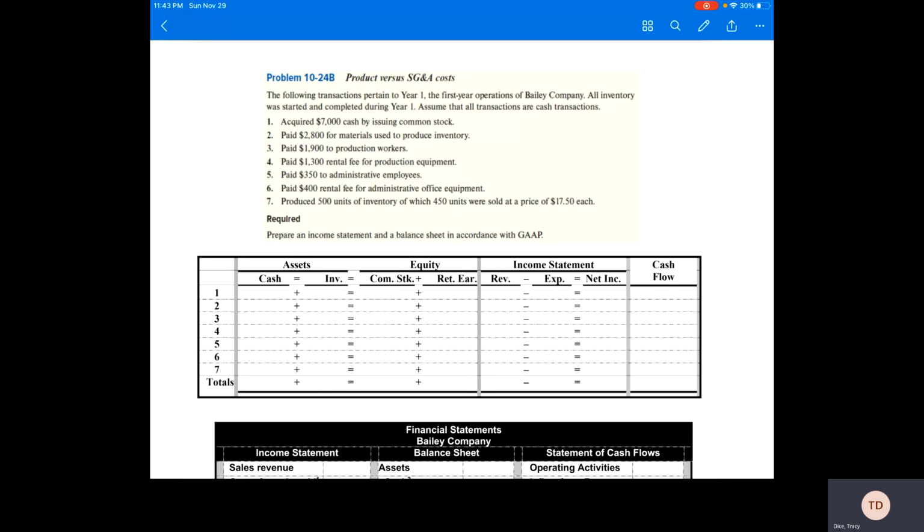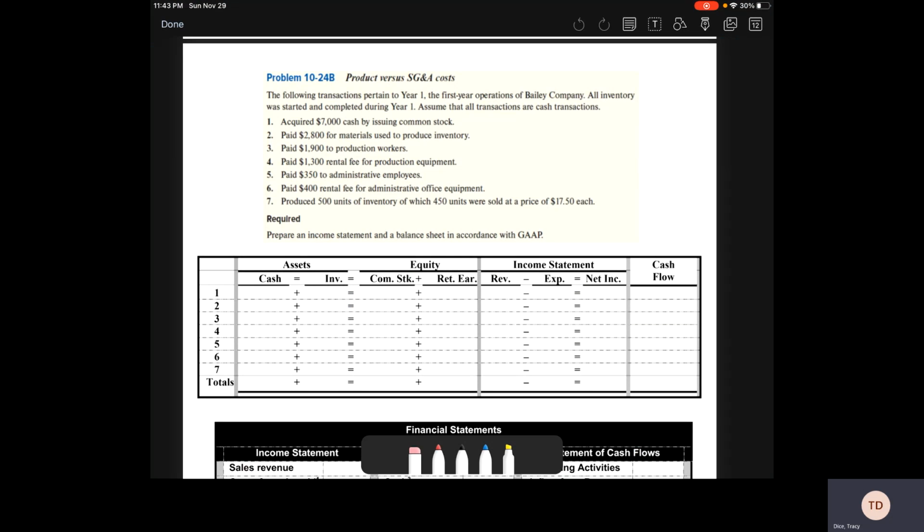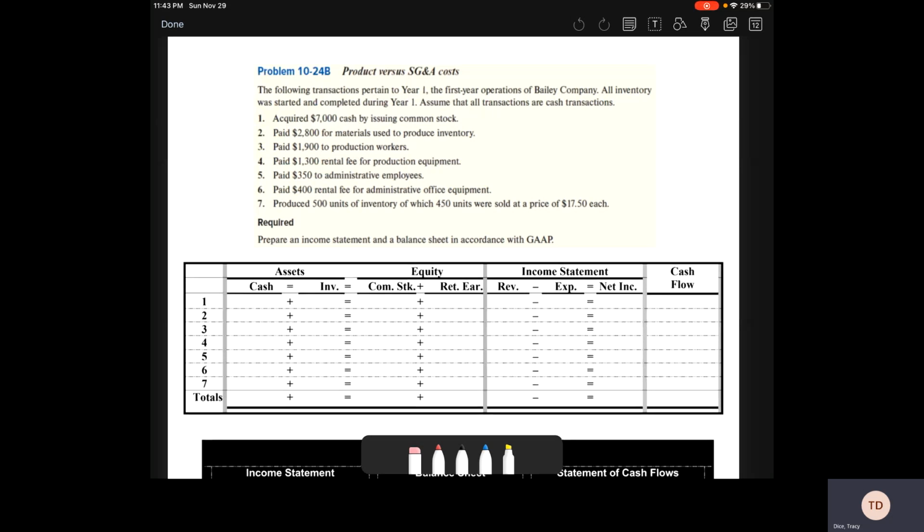All right, this is problem 10-24 for an example problem. The following transactions pertain to year 1, the first year of operations of Bailey Company. All inventory was started and completed during year 1. Assume that all transactions are cash transactions. This will be a lot like your homework problem. You don't have the horizontal statements model for the homework problem, but we're going to work through that so that way we know where everything's coming from.